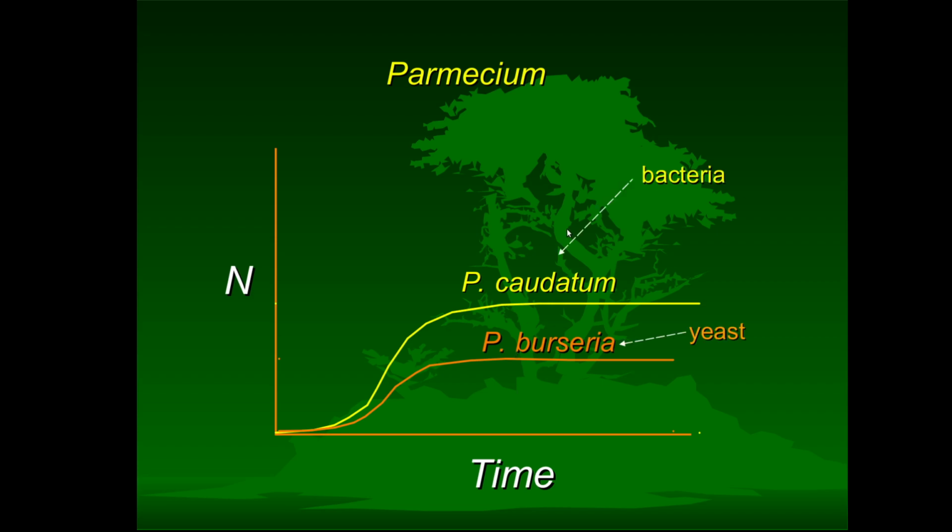All right, with further experimentation, he found that in the coexistence example, Caudatum and Bursaria, the two species were limited by two different resources. Caudatum was subsisting on bacteria, while Bursaria was subsisting on yeast. So with two limiting resources, we have coexistence.